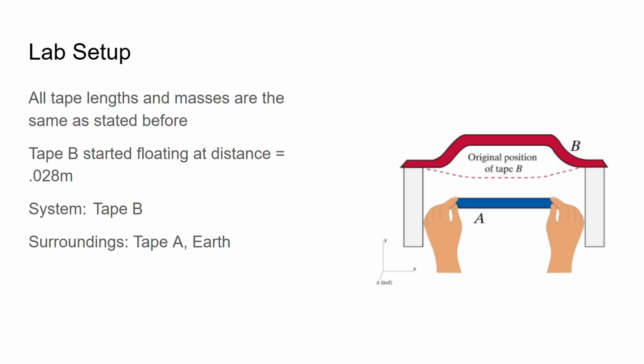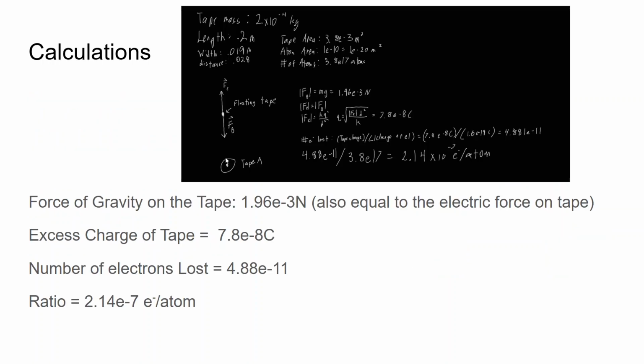As for the lab setup, all tape lengths and masses are the same as stated before. Tape B started floating at a distance of around 0.028 meters. This was the setup I used. The system was simply piece of tape B, and the surroundings were tape A and Earth.